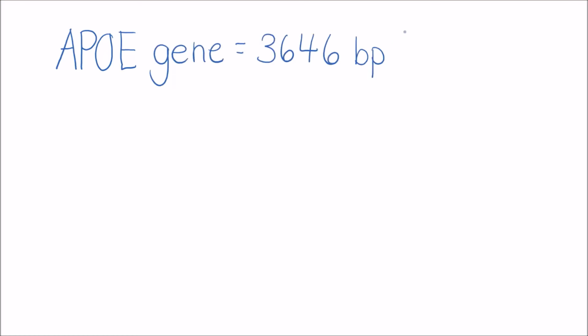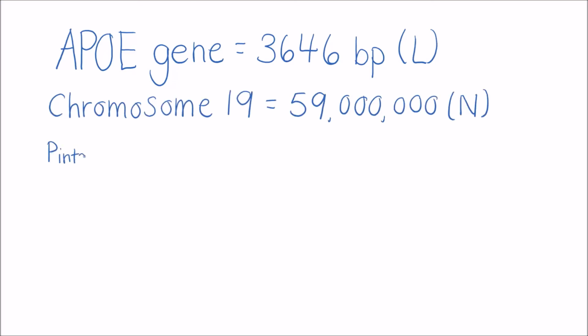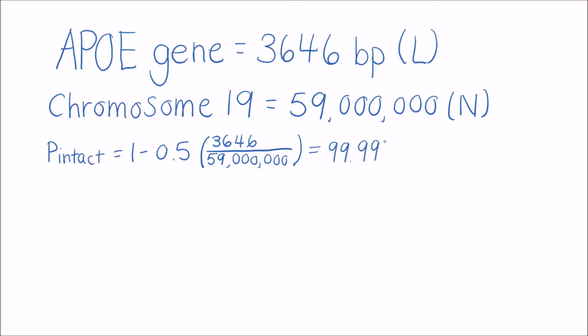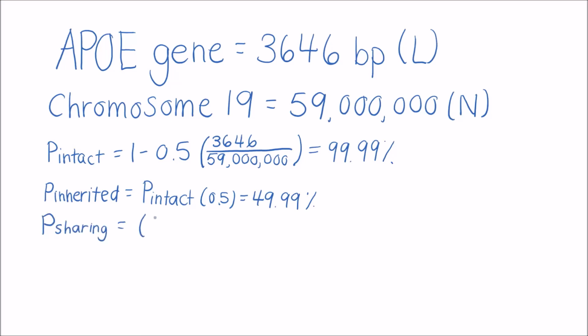Using our model and the known information about the APOE gene, we can make this prediction. APOE is 3,646 base pairs long and is located on chromosome 19, which has a total BP length of 59 million. Using these numbers, we see that due to the small size of this particular gene, the probability that the gene has remained intact is roughly 99.99%. Continuing with the calculation, we see that there is a 49.99% chance that you will also carry the APOE gene and a 24.99% chance that both you and your sibling are carriers. Knowing this information can help you and your family to prepare for the case that you would develop Alzheimer's.